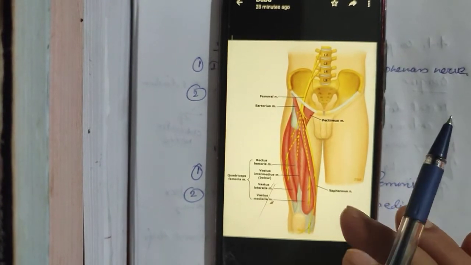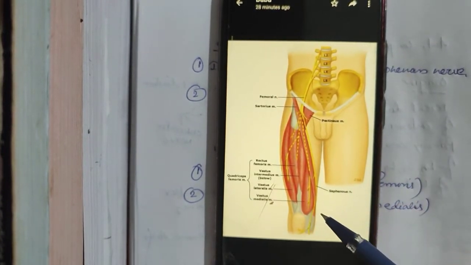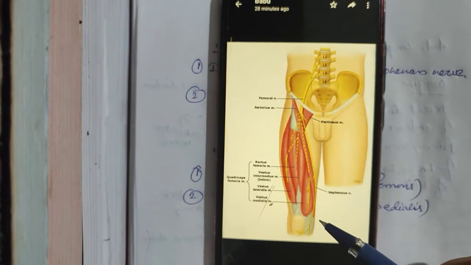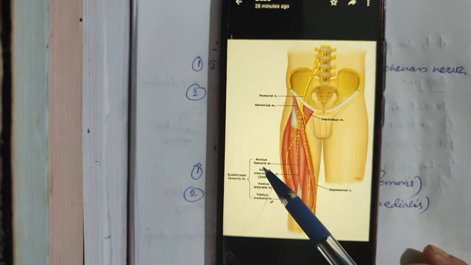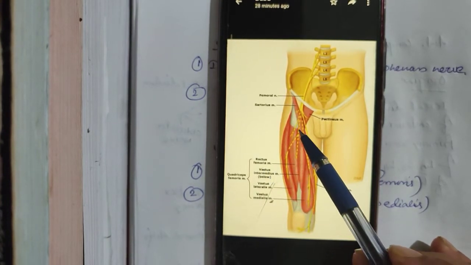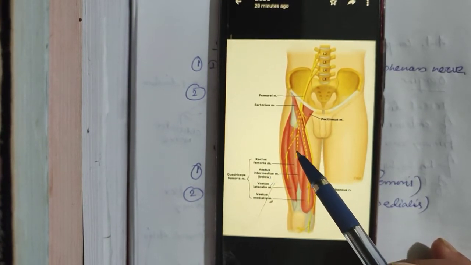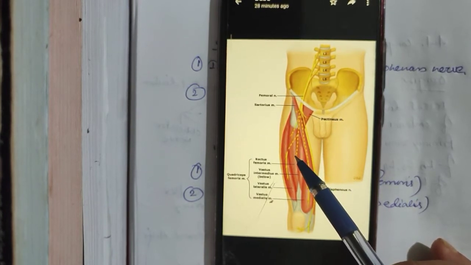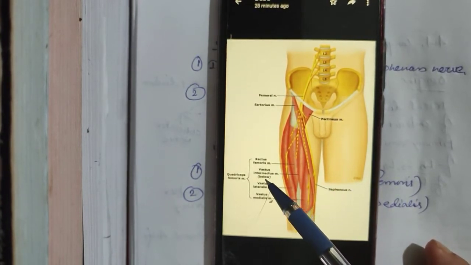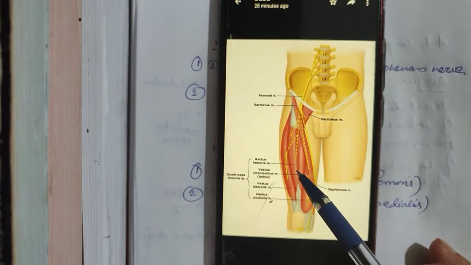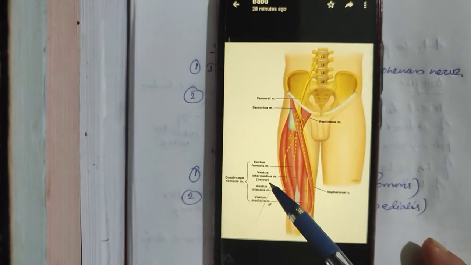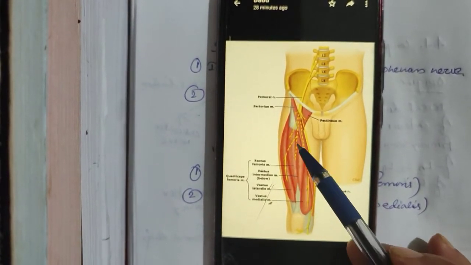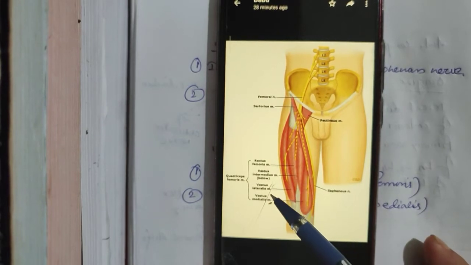The posterior division mainly supplies the muscles of the quadriceps group. That means this rectus femoris muscle is supplied by the posterior division of the femoral nerve. Next, the vastus intermedius muscle, situated below the rectus femoris muscle, is also supplied from the posterior division of the femoral nerve. Next, the vastus lateralis muscle.